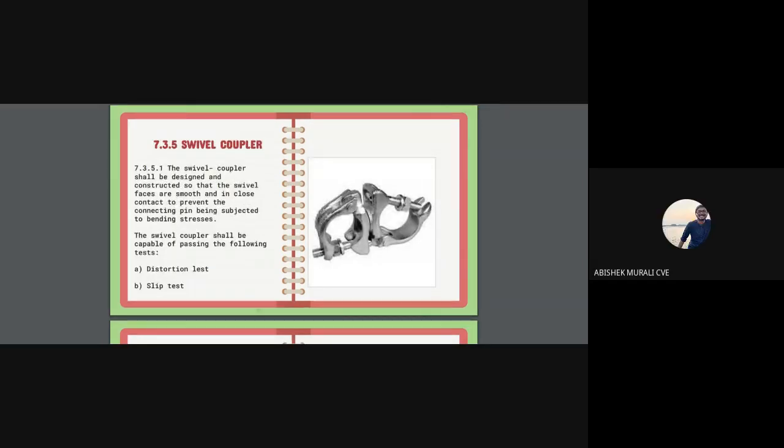So, fuel couplers are similar to right angle couplers, but these couplers are used to connect scaffolding poles at any angle. Fuel couplers are used for adding diagonal bracing to a scaffold structure and are adjustable to fit towers of any size. And these should pass the distortion test and slip test.